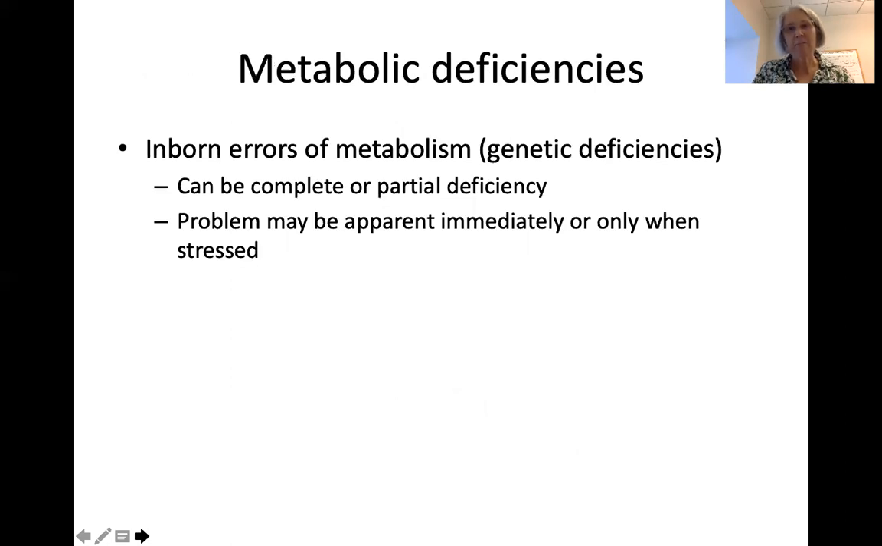All right, so let's finish up by talking about what can go wrong during metabolic deficiencies. So we have inborn errors in metabolism, or genetic deficiencies, and they can either be complete or partial deficiency, meaning that the gene can have a mutation that means that there's no enzyme activity at all, or there could be partial enzyme activity. And depending on the type of mutation, these problems can show up at birth or later in life, or maybe only when you have a particular metabolic stress.